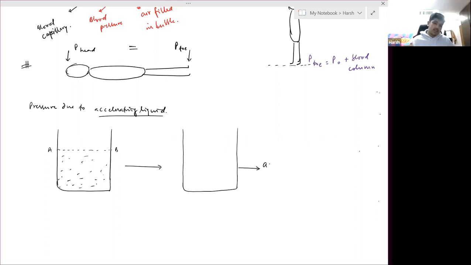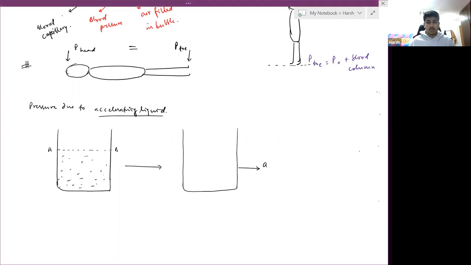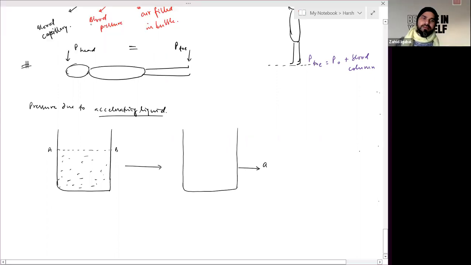Yes, sir. While accelerating, which side will have a higher concentration of liquid? Left or right? Towards B, towards right, sir. This particular system is accelerating towards the right. So if you accelerate towards the right, the liquid will tend to go towards the left due to pseudo force. Towards A, it will go.